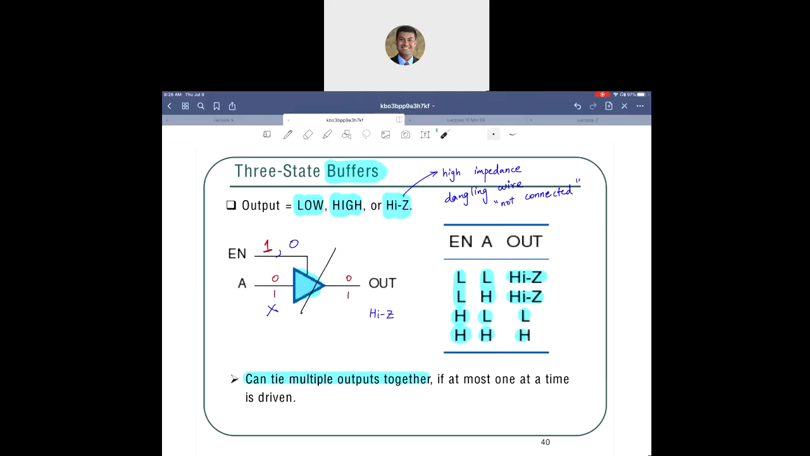So in the last class, we started talking about decoders, then we went on to talk about encoders, then priority encoders, and now we are talking about another combinational logic design element, which is the tri-state buffer, or the three-state buffer. It's called three-state just because the output can be in one of three states: low, high, and high impedance. High impedance simply means that the output is completely disconnected from the inputs, which means that the output is a dangling wire. It is not connected to anything, hence in the high impedance state.